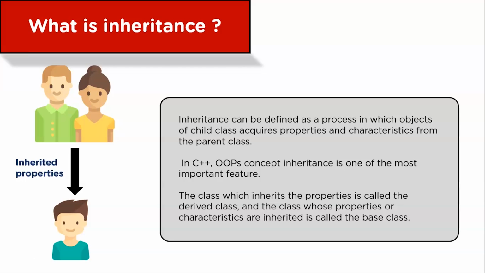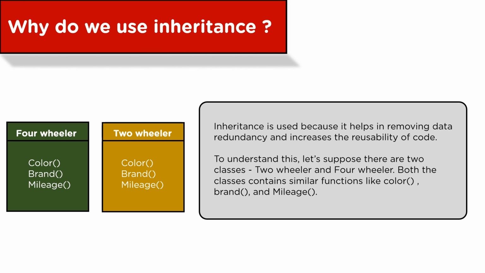Now let's understand why we use inheritance in C++. Inheritance is used in C++ because it increases the reusability of the code and it helps in removing the redundancy. To understand it, let's suppose there are two classes, two-wheeler and four-wheeler. Both of the classes contain similar functions like color, brand and mileage. Now if we create these classes, we have to create all the three functions in both of the classes, or in other words, we have to write the same code two times in both of the classes.